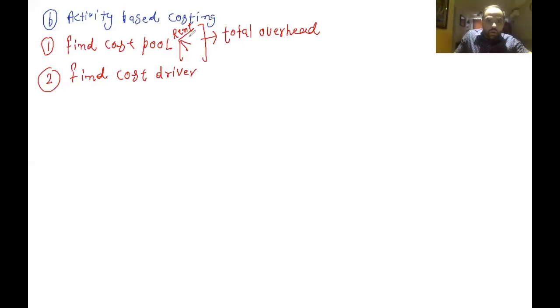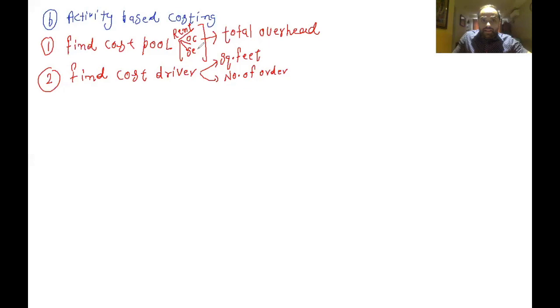Another cost pool is the ordering cost. So I'm writing driver for rent. Remember, driver for rent is square feet or meter square, whatever you want to call it. Second cost pool is the ordering cost, the cost of order. And of course, which factors affect the ordering cost? Ordering cost is affected by number of orders. If you order more, your ordering cost will increase. You order less, ordering cost will decrease. This number of orders is your cost driver, right?